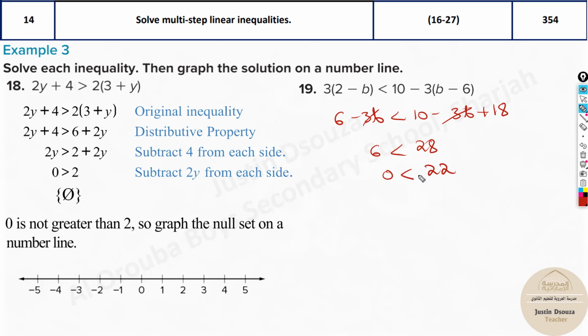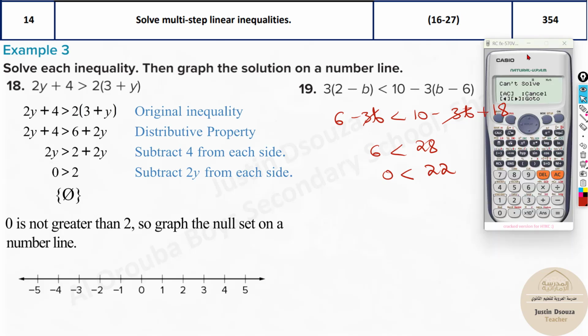Yes, this is true. That means it's completely all solutions. It's like a domain of minus infinity to infinity. This is true each and every time. Let's try using the calculator now.